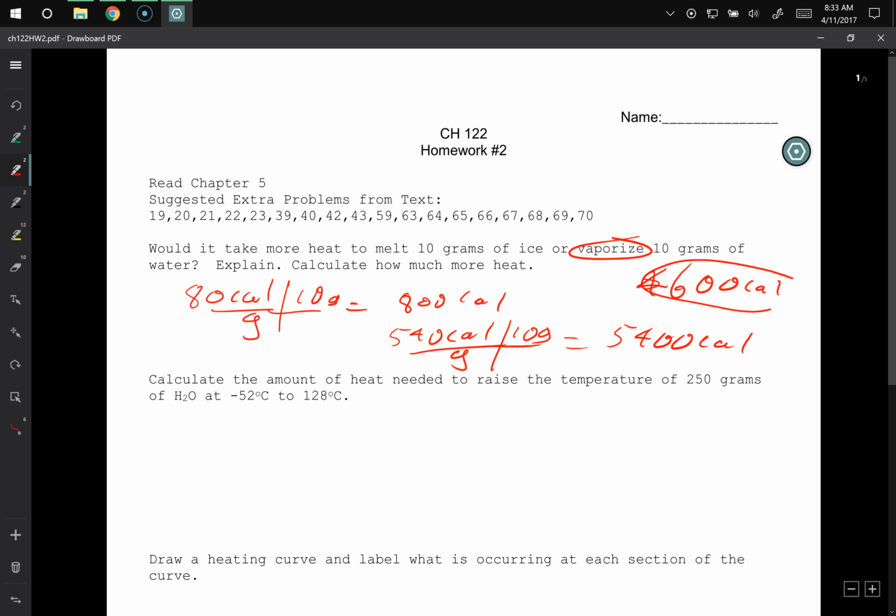4,600. 4,600 is how many more calories it takes?